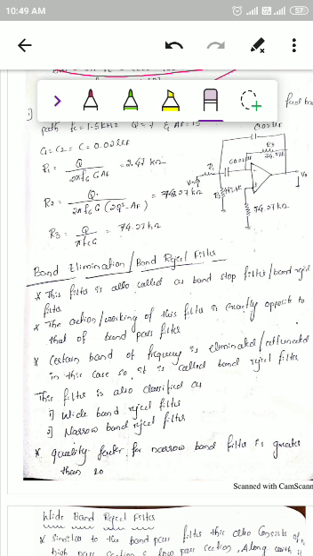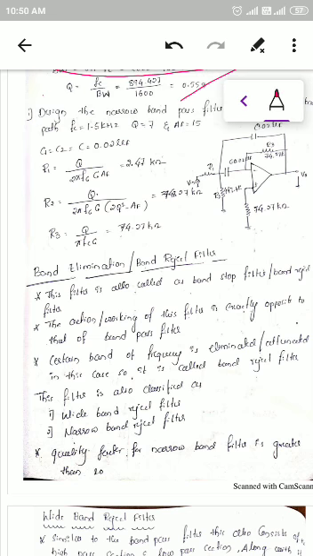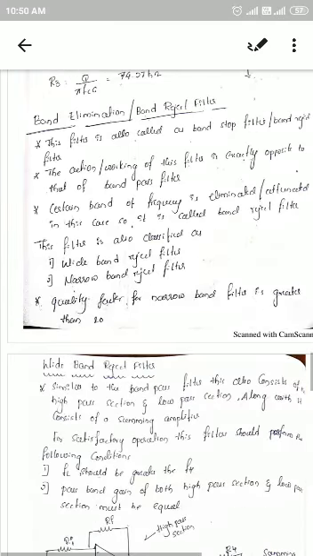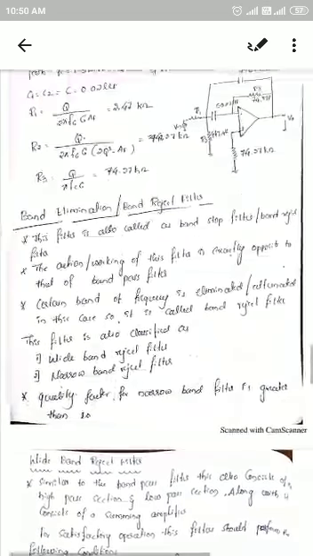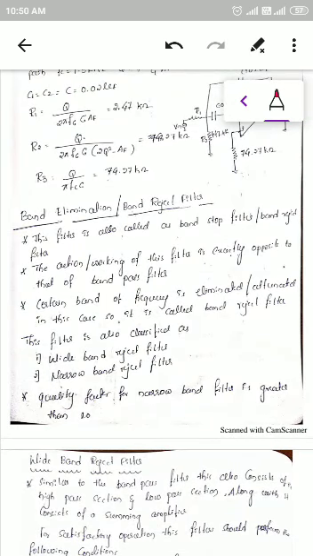This is about the narrow band pass filter. In the previous class we had wide band pass and narrow band pass filters. Now the next concept is the band elimination filter, or band reject type of filter. This type of filter is also called a band stop filter, band reject filter, or band elimination filter.